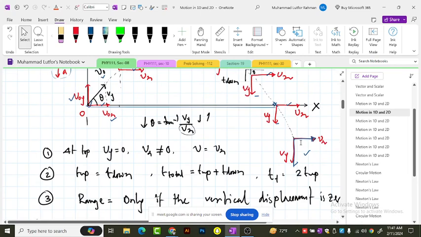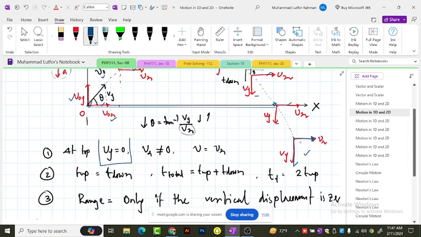All right, from that part we make some assumptions. Look at this, I write at the top point Vy, the vertical component, remember Vy means the vertical component, will be 0, but Vx is not equal to 0. Total velocity would be simply Vx, because your y component is 0 at the top point.